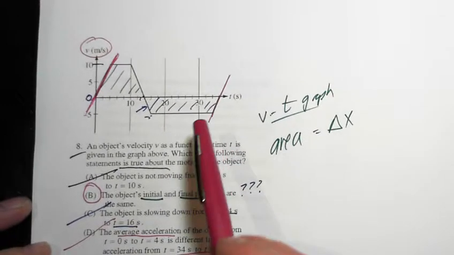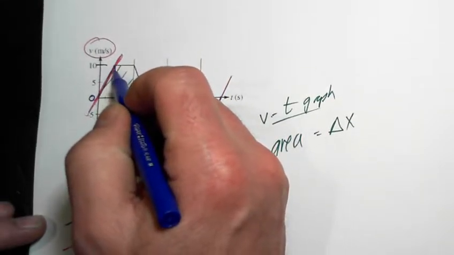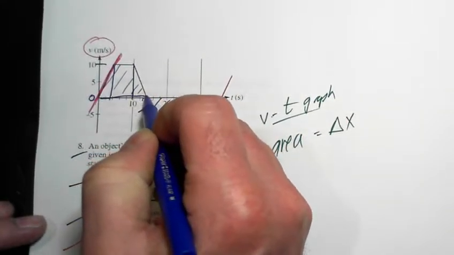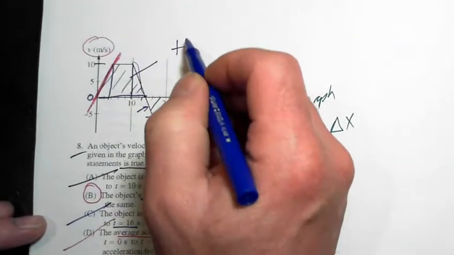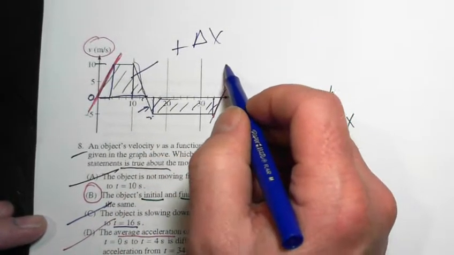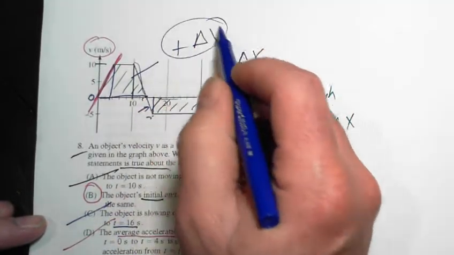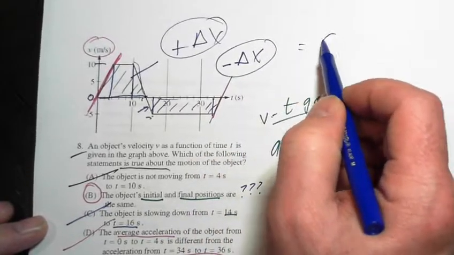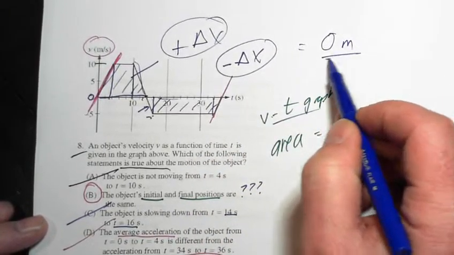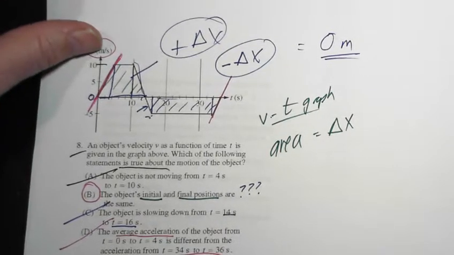So we saved time. Now, if you don't believe that, you should definitely calculate the positive area, and you should definitely calculate the negative area, and I am pretty sure you're going to see that this plus this equals 0, which means you came back to where you started from. So the correct answer for number 8 is B.